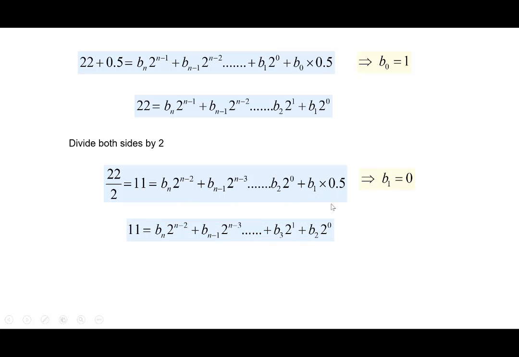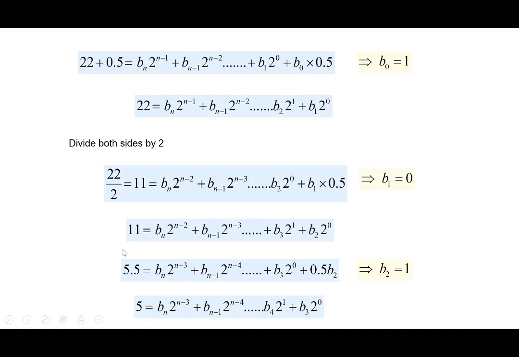And so let's take that out. B1 is 0. So this number now must be equal to 11. So let's divide it by 2, 5.5. And so that tells us B2 is equal to 1. And we repeat this process till the left hand side becomes 0 here. Left hand side is exhausted.